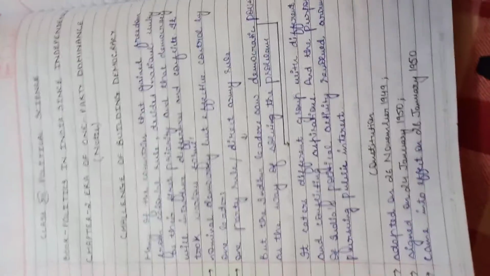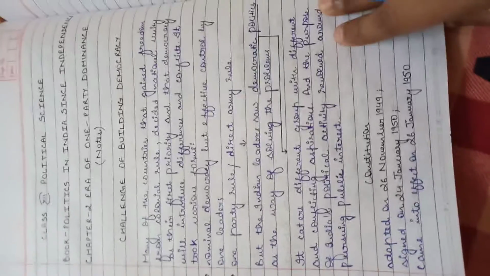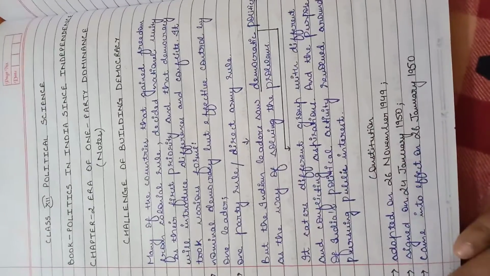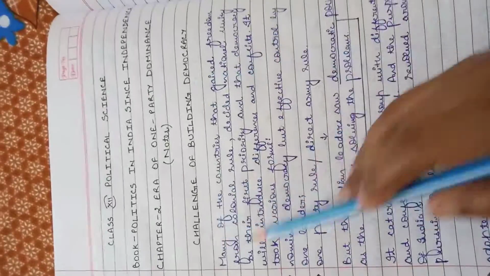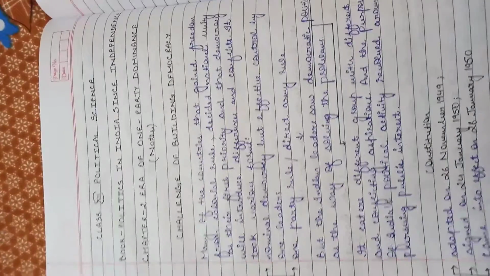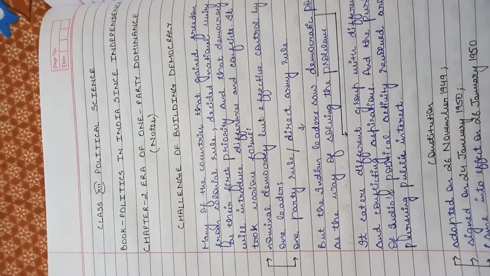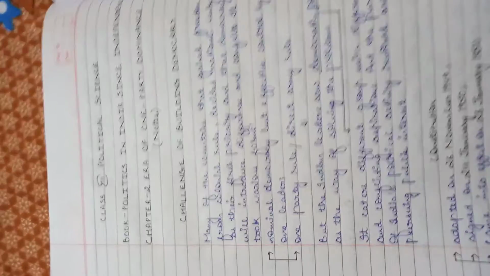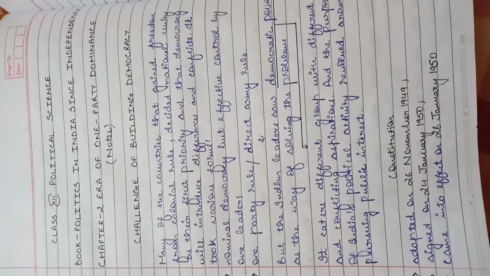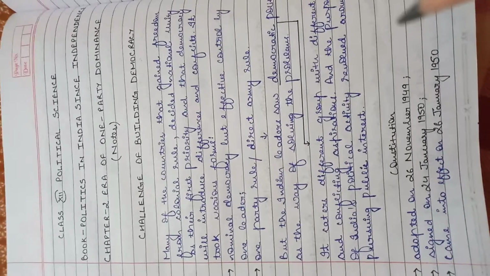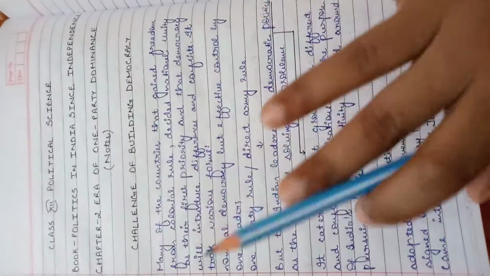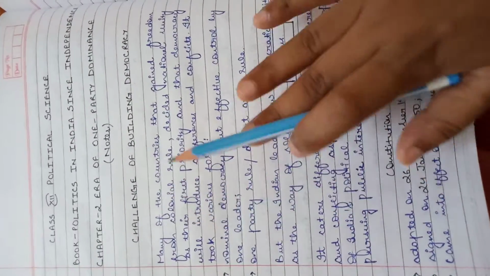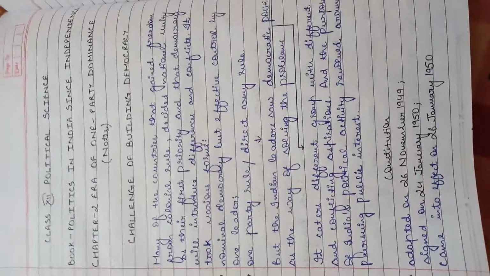So now let us study how democracy was established in India and what kind of challenges India faced in order to establish democracy. A general introduction is given in your book that while India gained independence, there were a few other countries that also gained independence from colonial rule, but there was a difference between India and other countries of the same time.